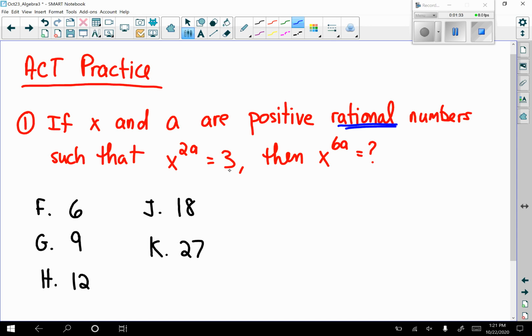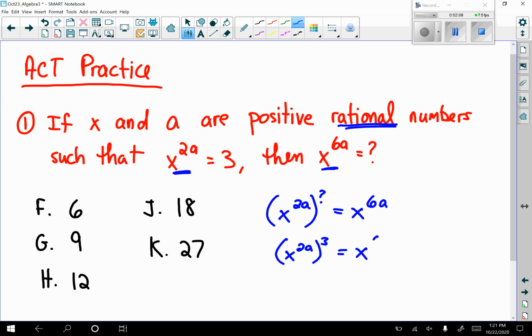So if we were to do this, we could compare x to the 2a to get x to the 6a. So if I write x to the 2a, I want to see what I can raise this to, to get x to the 6a. So this is again just using laws of exponents, or properties of exponents. And I know if I did 2a times 3, I could get a 6a, and that's what I would have to do here. So if I get x to the 2a cubed, this will give me x to the 6a.